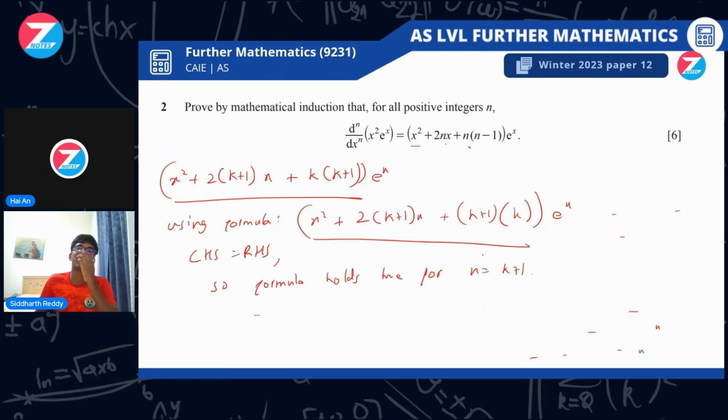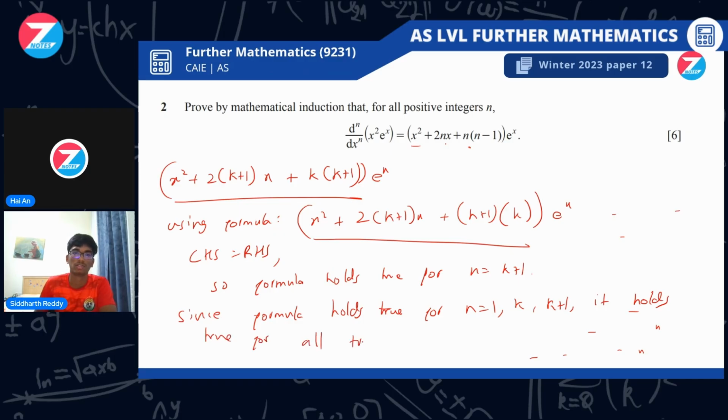So now we have to write the final concluding statement. Since the formula holds true for n is equal to 1, k and k plus 1, it holds true for all positive integers.